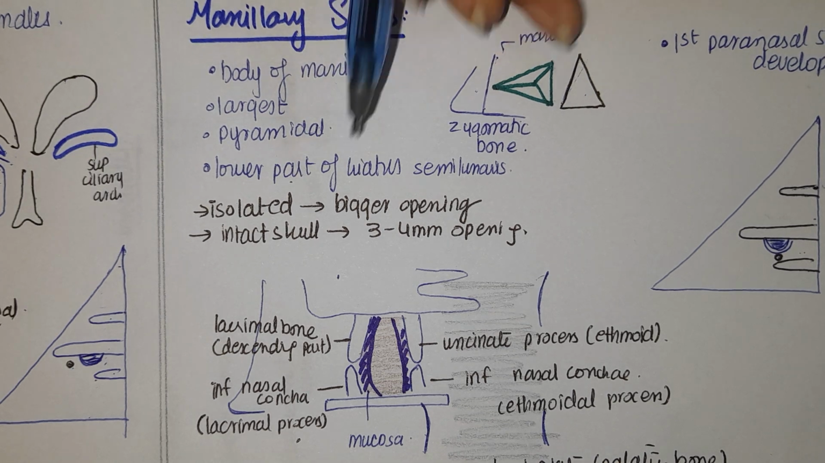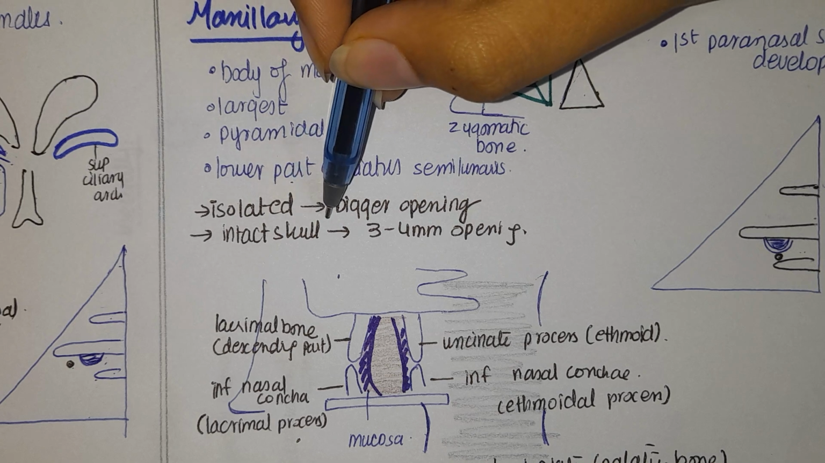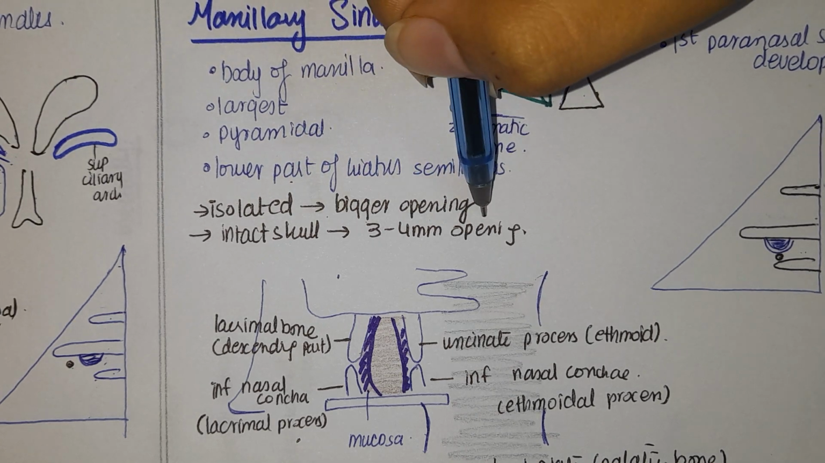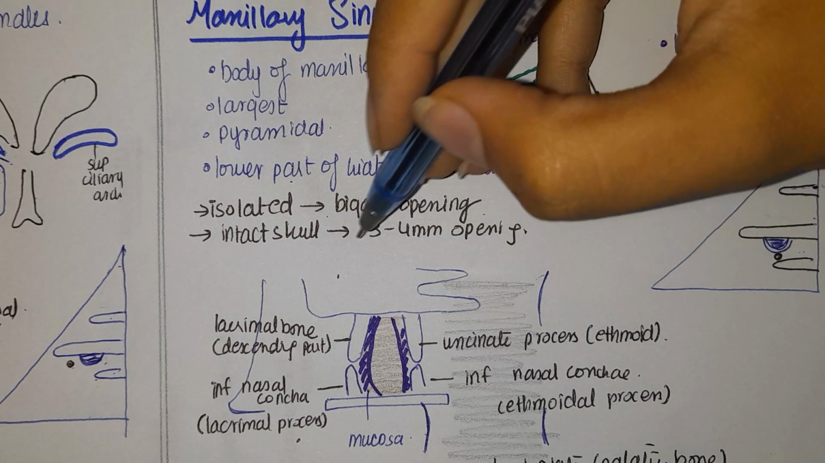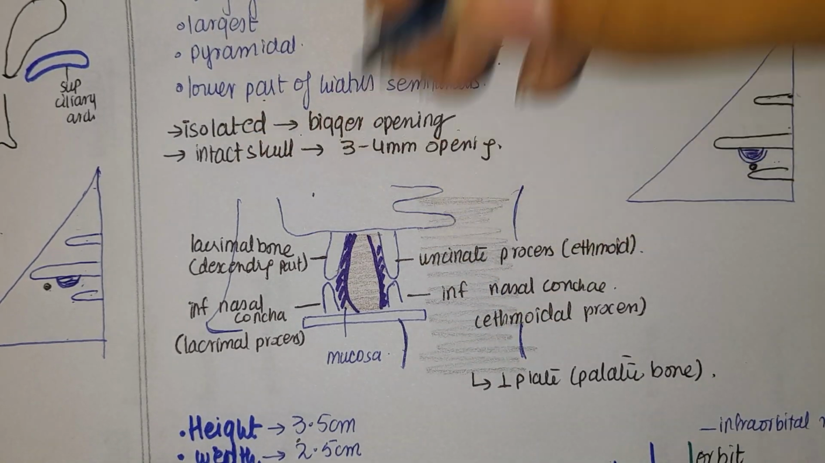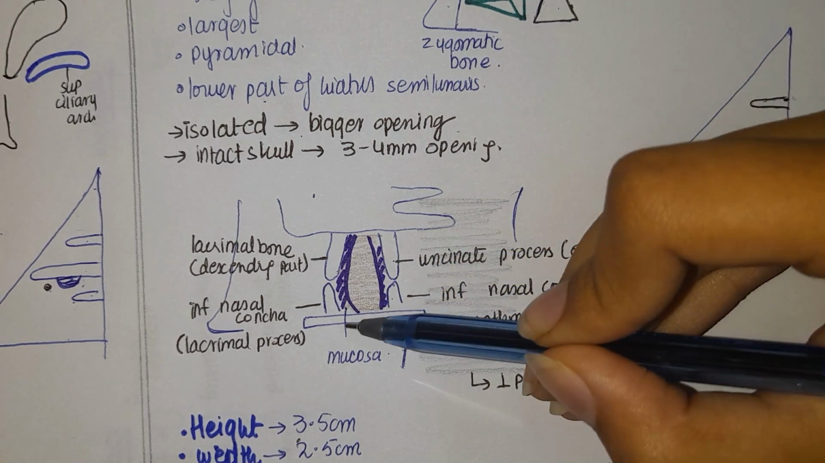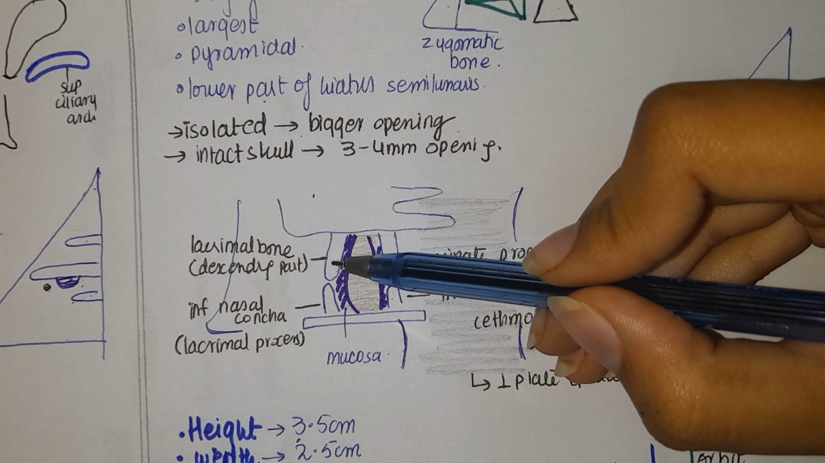Now, they are saying that when the maxillary sinus is seen in an isolated skull, it is seen to have a bigger opening, whereas in an intact skull it is 3 to 4 millimeters in opening. Why is that so? Because in an intact skull it is covered by a lot of things, and I've made the things that are covering it. There are some things that are covering it superiorly, some inferiorly.